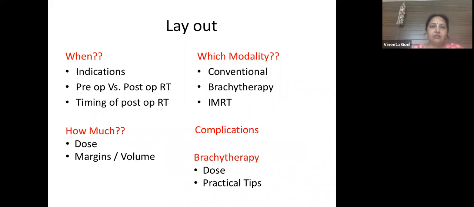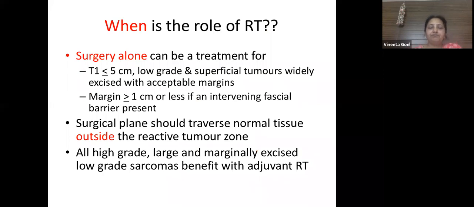So this is the basic layout of my presentation today. I'm going to talk about when radiation therapy is indicated, how much dose and how much margin and volume, etc. is required, which modality has to be used, conventional, brachytherapy, IMRT, etc., complications of radiation therapy, and then in the end, I'm going to talk in detail about the practical tips of performing brachytherapy at the level of postgraduates.